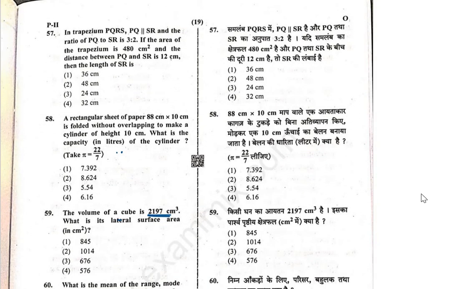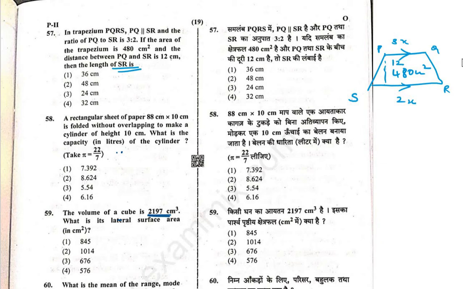In a trapezium. Trapezium means one pair of parallel lines. This is a trapezium PQRS. PQ is parallel to SR, these two lines are parallel. We have drawn it like this. The ratio is 3:2, so the lengths are 3x and 2x. The area is 480. The height is 12. We have to find the length of SR.